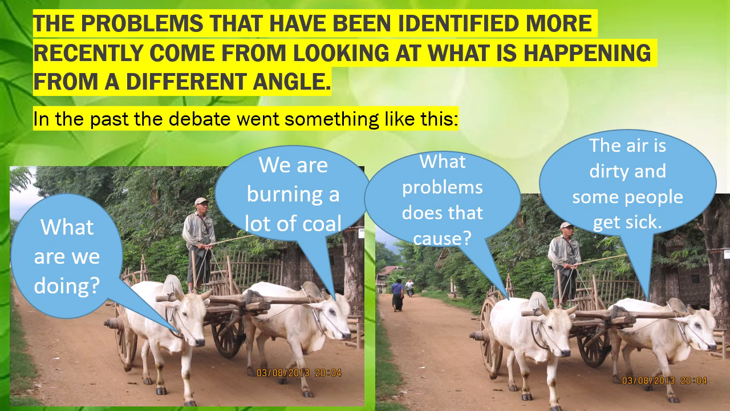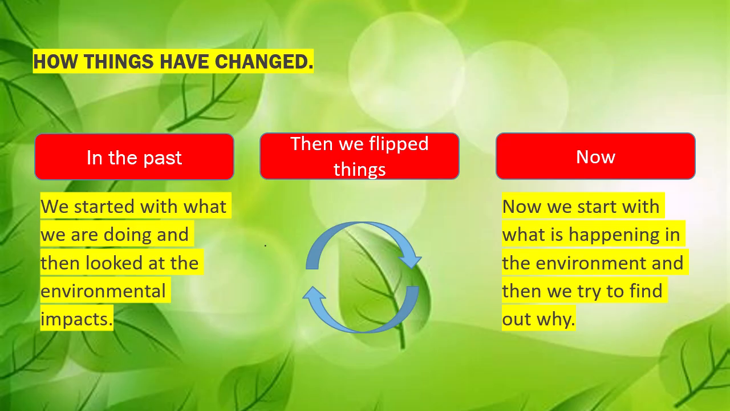In the past, the debate went something like this. What are we doing? We are burning a lot of coal. What problems does that cause? The air is dirty and some people get sick. Now things have changed. So in the past, we started with what we're doing and then looked at the environmental impacts. Then we flip things.